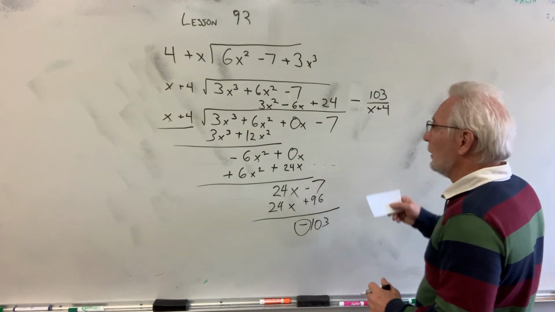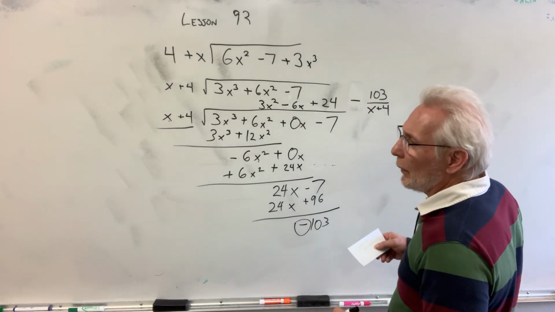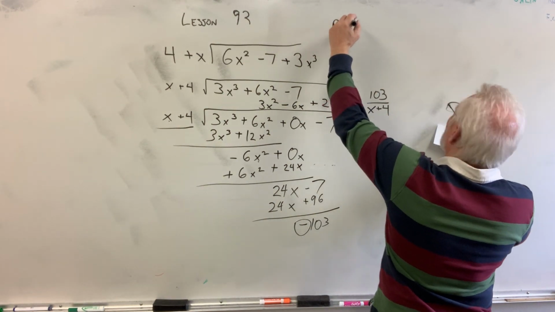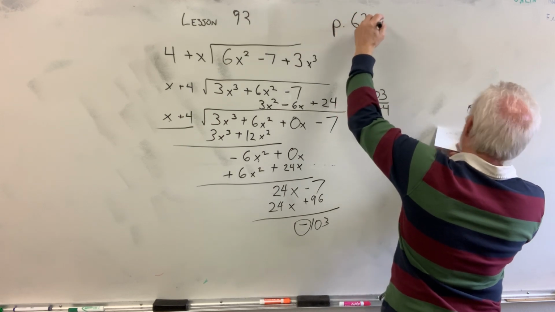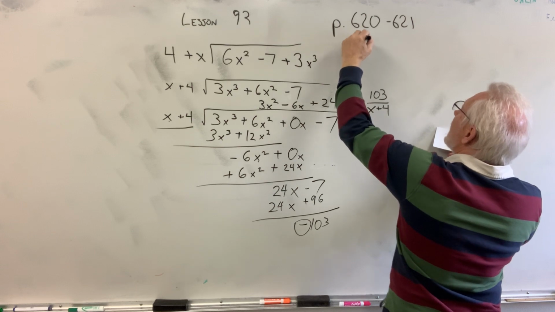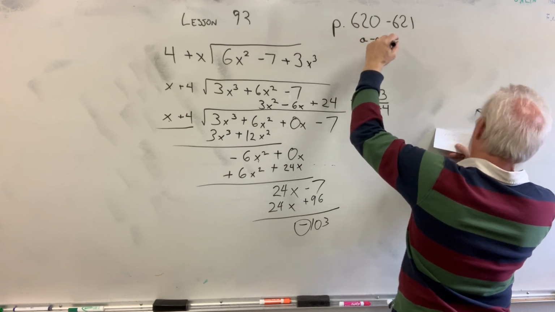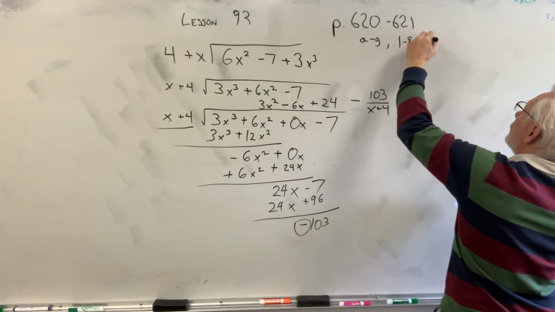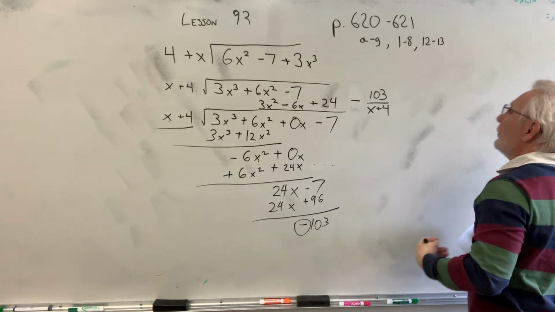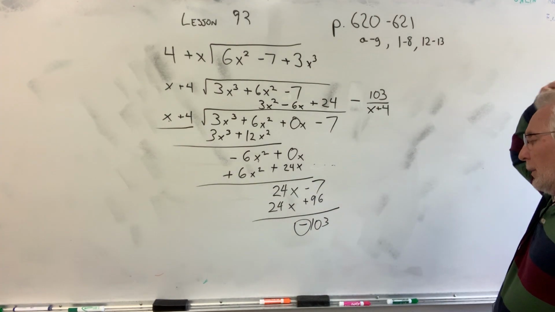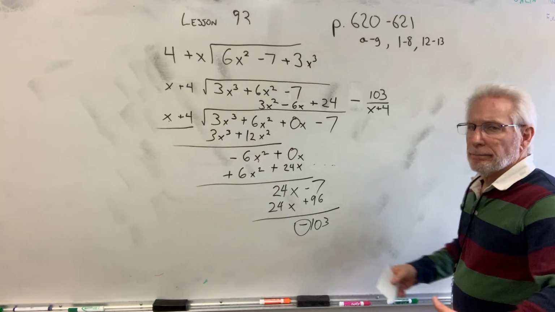The assignment for Wednesday. Page 620 and 621, A through G. Now watch this, 1 through 8, and I also want you to do 12 and 13. 12 and 13 aren't tough. Those would be good ones. So, all right, have fun with that.